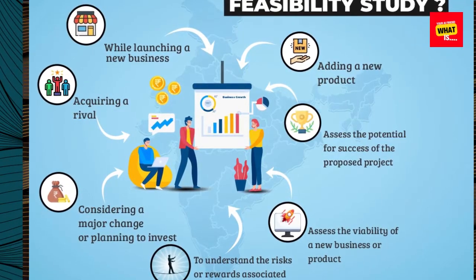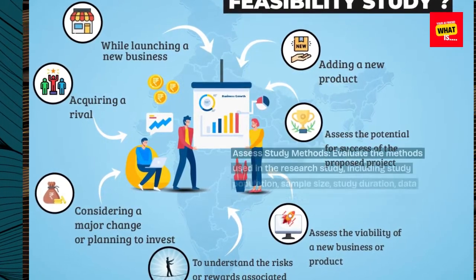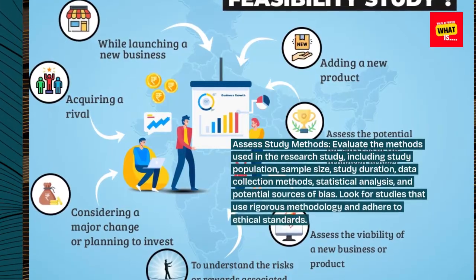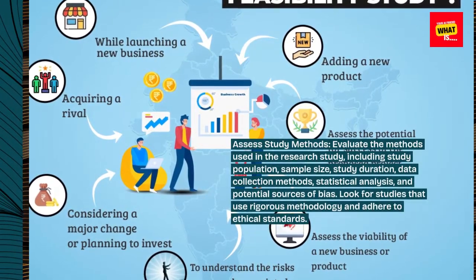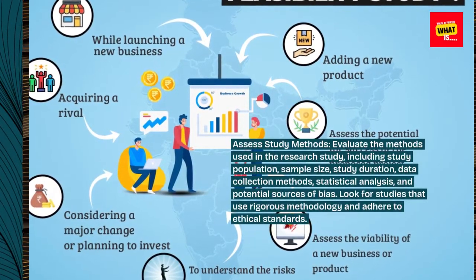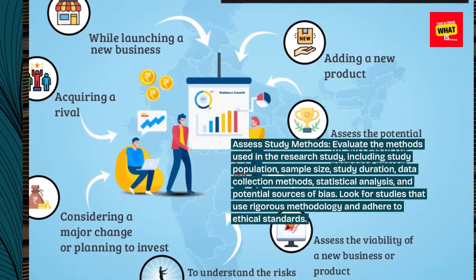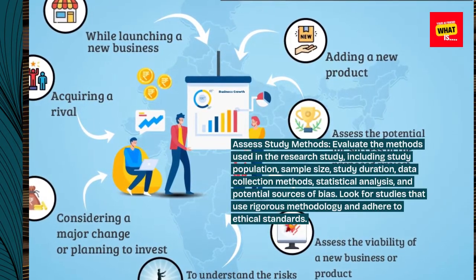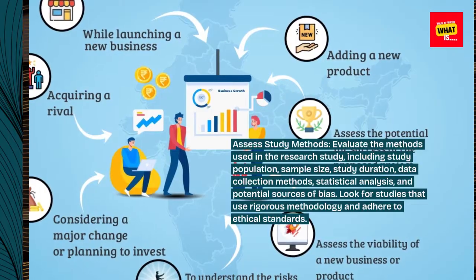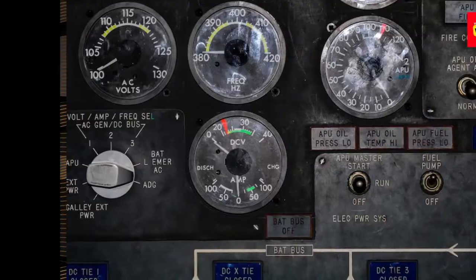Assess study methods. Evaluate the methods used in the research study, including study population, sample size, study duration, data collection methods, statistical analysis, and potential sources of bias. Look for studies that use rigorous methodology and adhere to ethical standards.